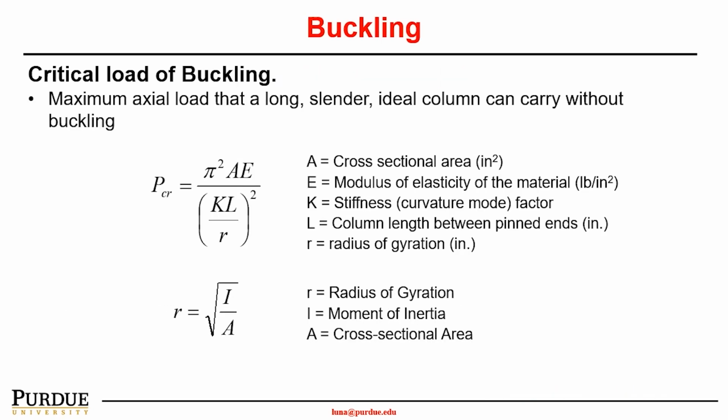The critical load of buckling of any column is determined by the equation listed here. Pcr equals pi squared times E, the modulus of elasticity, times I, divided by K L squared. K is what we call the curvature mode or stiffness factor, which we will explain in the next slides. L is the column length between the pinned ends, and r is the radius of gyration.